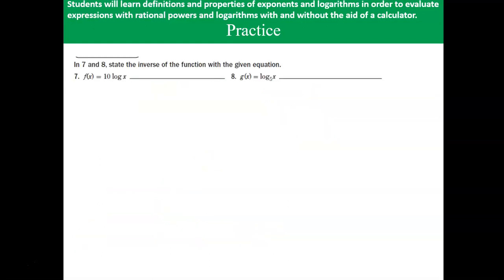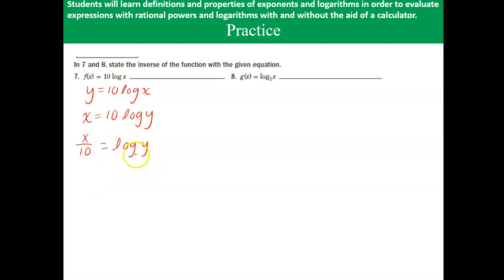So here it wants you to state the inverse of the function with the given equation. So if we're going to find the inverse, we have to switch our x and y. So it starts out with y equals 10 log x. So we're going to switch this to x equals 10 log y. Well, in order to do this, I want to get it so it just has the log here. So I'm going to divide by 10. So I have x divided by 10 equals the log of y.